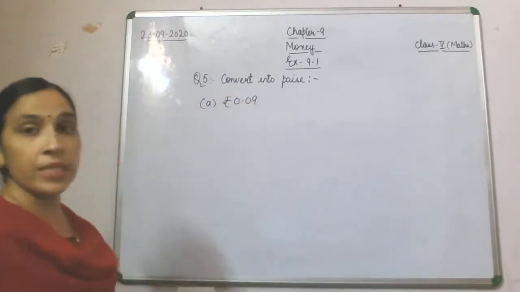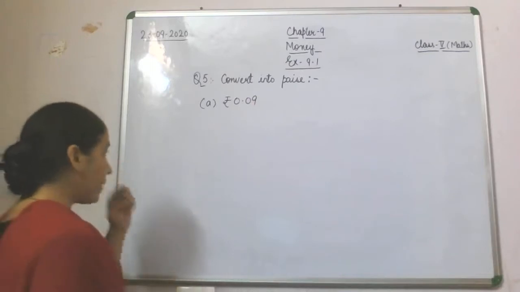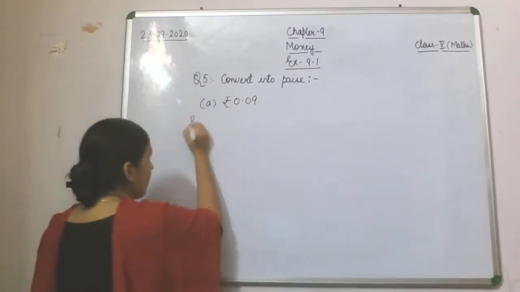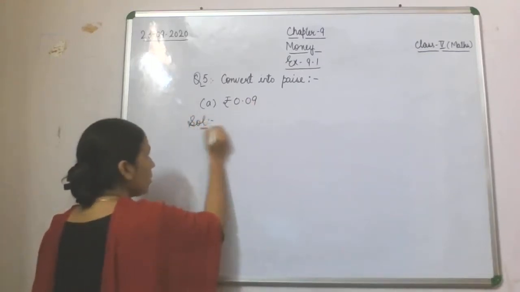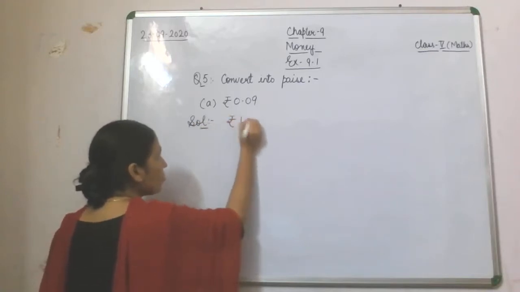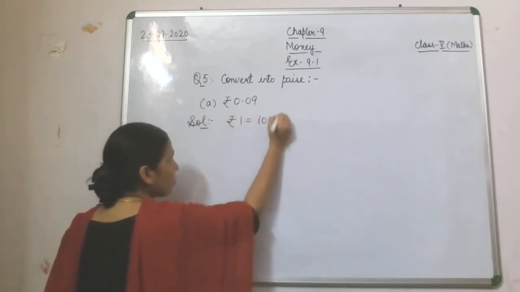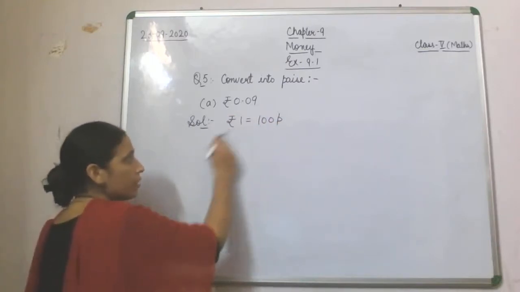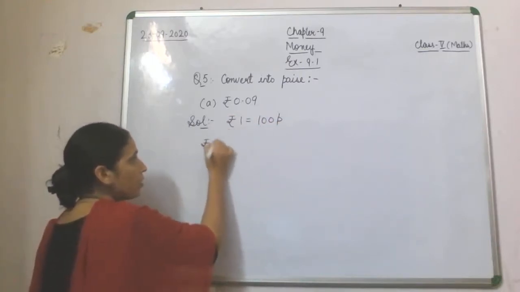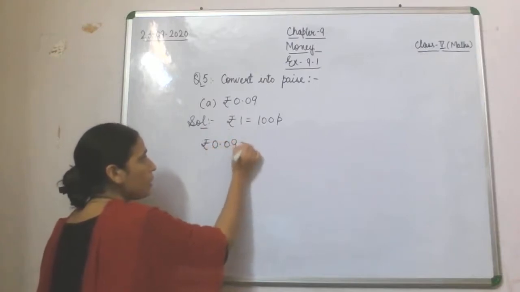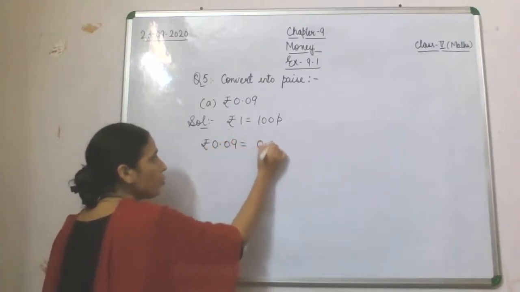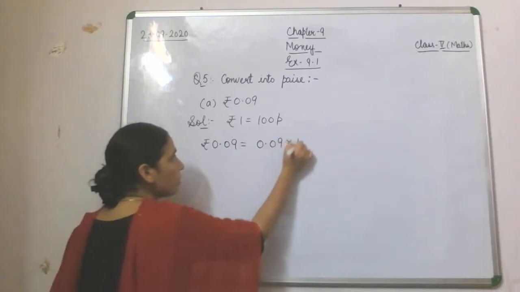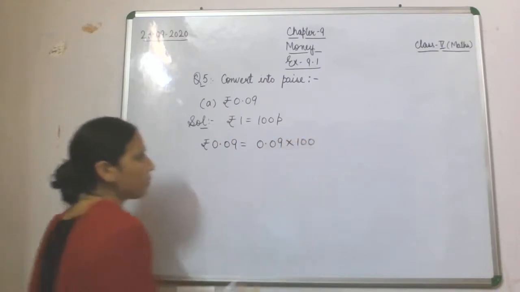Rupees 0.09. Now the relation is the same. As I told you earlier, here we are going to use only one relation, that is rupee 1 is equal to 100 paise. So if in rupee 1 we have 100 paise, then in rupee 0.09, how many paise are there? 0.09 will be multiplied by 100.